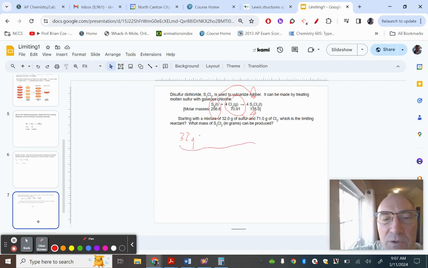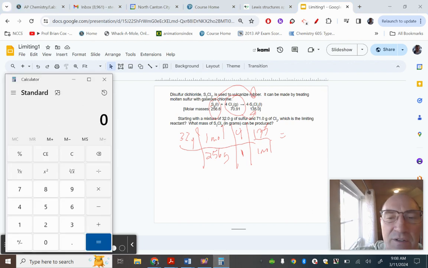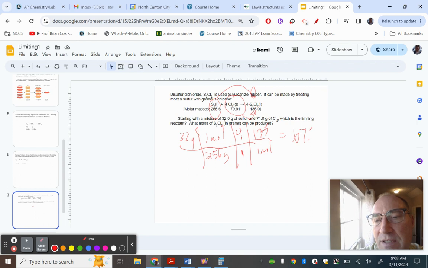Okay, so 32 grams, and then you use the molar mass, 256 grams and 1 mole. Right, then you go to the mole ratio. It's 1 to 4. So the 1 goes down here, the 4 goes up here. So 1 to 4. And then 135 and 1 mole. Okay, so then all the units cancel out, and you would get 32 times 4 times 135 equals, divided by 256 equals, and that's 67.5 grams.